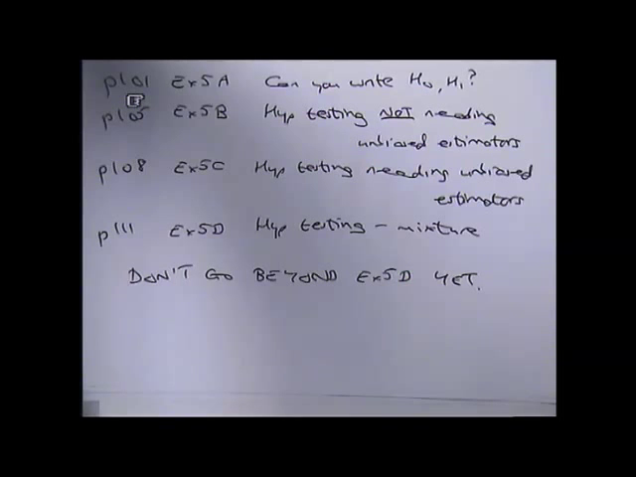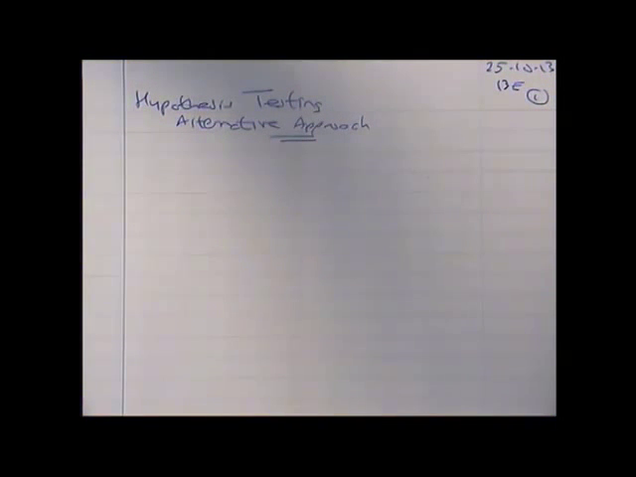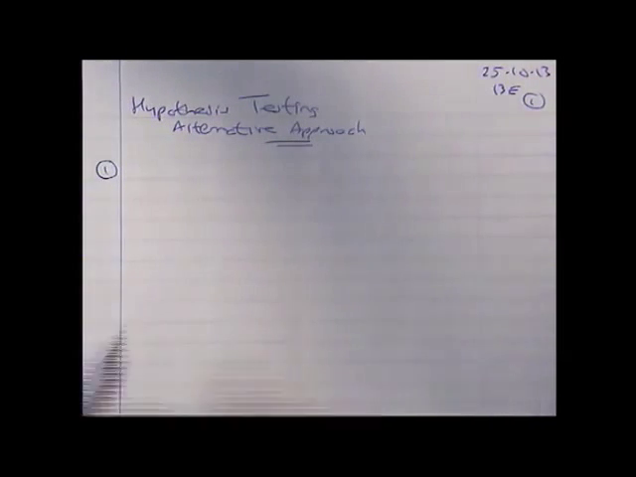Okay, this is the work set so far. Exercise 5A to 5D. Don't go beyond that at the moment, please. Okay, what we're going to do now is go back and look at the examples we've had so far for hypothesis testing, but do one of these alternative approaches and see whether that saves time, whether you prefer it or not. So we're going to look back first of all at example number 1, which I'm summarising here.